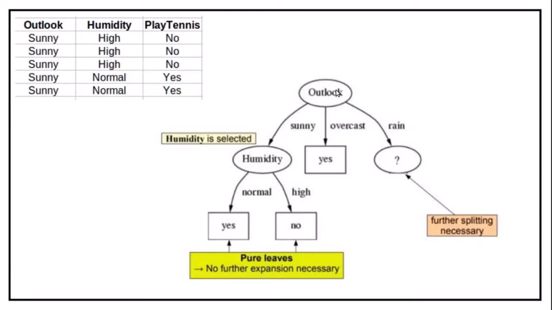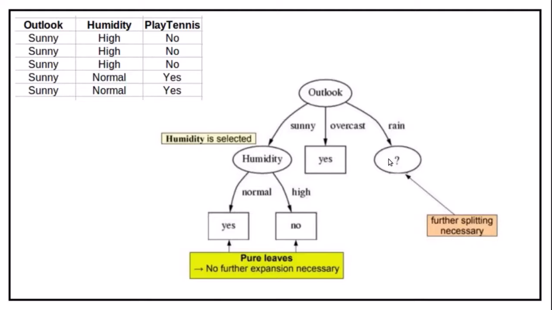We have first outlook, then we had sunny, then in the sunny the next node which we have selected is humidity. Now see, for normal all the values are yes, so I can directly write yes over here, and for high I have 3 values, that is no, so I can directly write no. So these are pure leaves and we don't need any further expansions. But now another decision rule is remaining, that is rainy. So it requires further splitting.